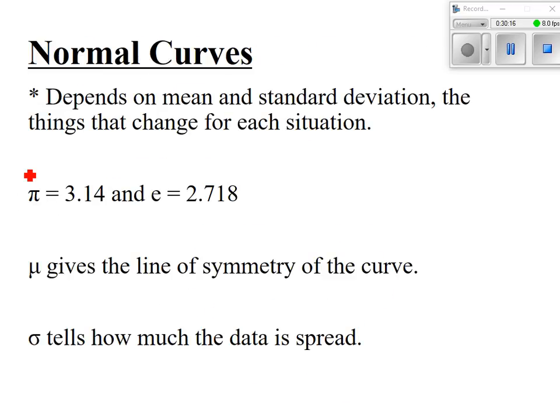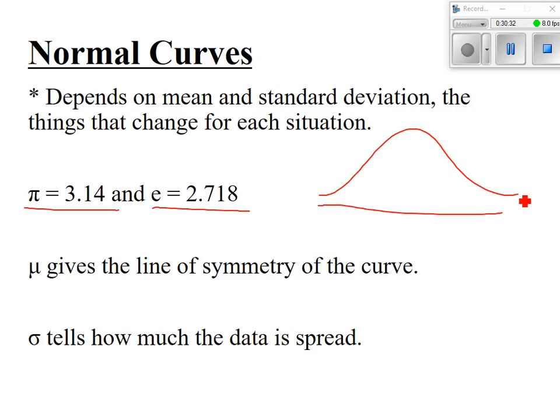All right, normal curves depend on the mean and standard deviation. We just talked about this. Pi is 3.14, e is 2.718. Mu gives the line of symmetry, the mean is the line of symmetry. So when we're looking at that normal curve, that's the line of symmetry. So if we were to fold this, the two sides should match up exactly.